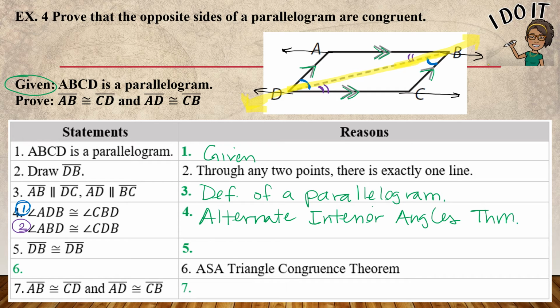Theorem. Okay, so that is the reason why we can say that these two pairs of angles are in fact congruent. And remember, alternate interior angles are in fact equal or congruent. All right, so statement number 5. Statement number 5 says that we have side DB is congruent to itself.